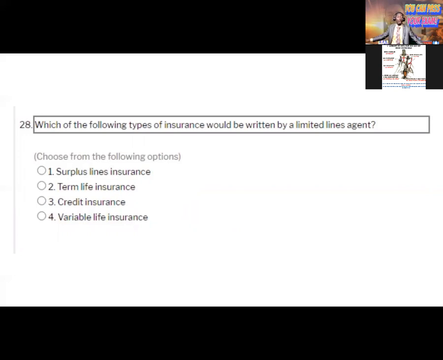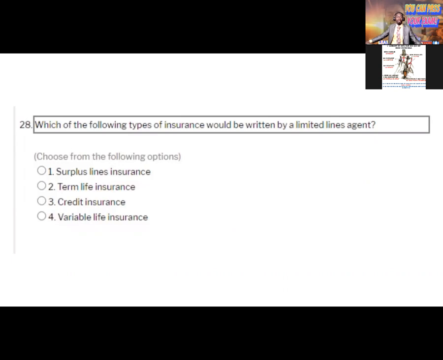So let's go. One, surplus line insurance. No, not that. Two, term and life insurance. Oh, you need to be really licensed, not limited. Three, credit life insurance. What is credit life insurance? This is something where, when you go buy a car, they say, hey, you need to get life insurance to protect in case something happens to you, so they can pay the car off for you. Or maybe you get a mortgage. They can make you buy credit life insurance to protect the lender. Okay, so that sounds like it.